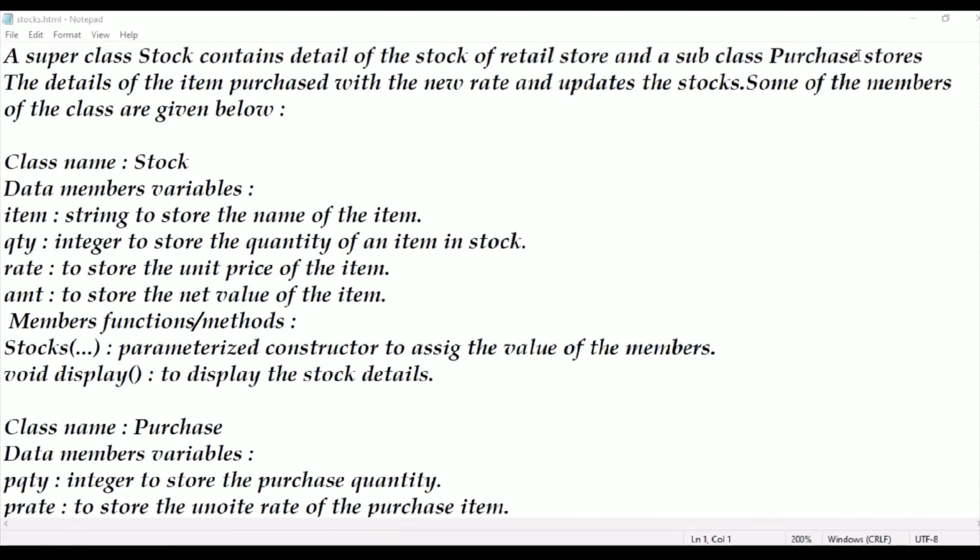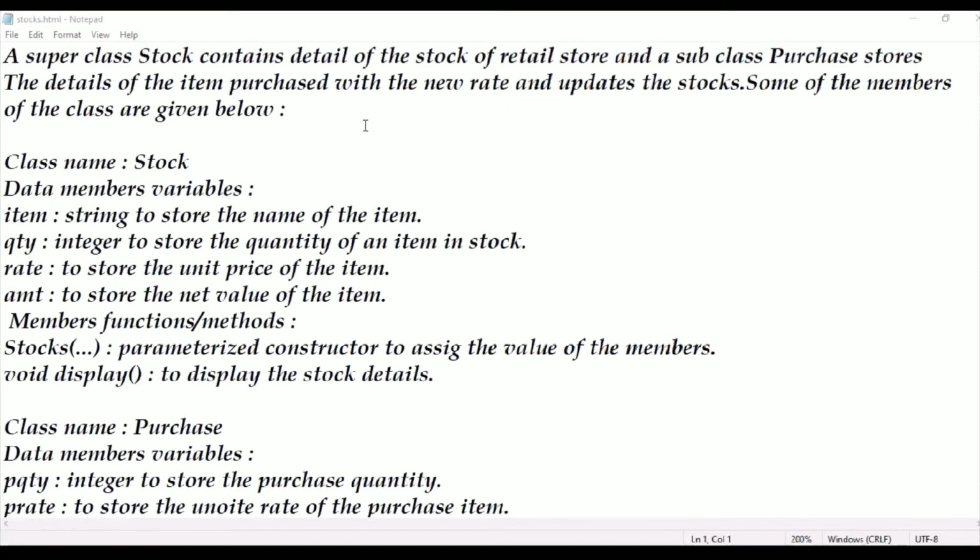Stock contains all the details of the items, and the items purchased are not stored in the stock. In the Stock class it is stored what items are present, quantity, rate and all that. And in the Purchase class the purchased item, rate, all that is stored. It will be more clear to you when we see further.